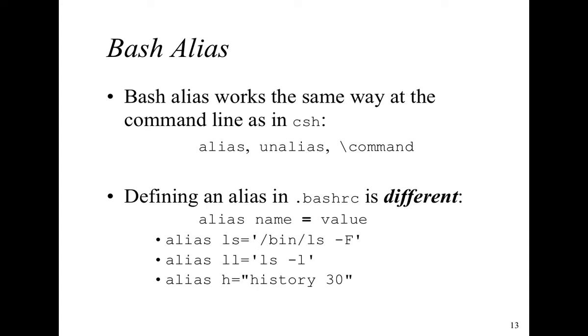So the alias name is equal to a value. So here we have the alias ls is equal to this value. And alias ll is equal to ls -l. So bash requires this equal sign instead of the syntax we were using before. So I'd have to say equals. So that's the other thing too.